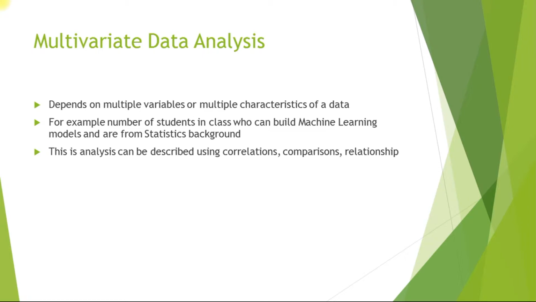So during a multivariate data analysis, what we can do is try to find a relationship, a correlation or a comparison between the two features or the multiple features we are analyzing. For example, we can have multiple inferences when we are doing a multivariate analysis on the number of students who can build machine learning models and who are from a statistical background. So we can have a lot of inferences, like those who are from a statistical background can do better machine learning. These kinds of relationships and findings we can deduce.